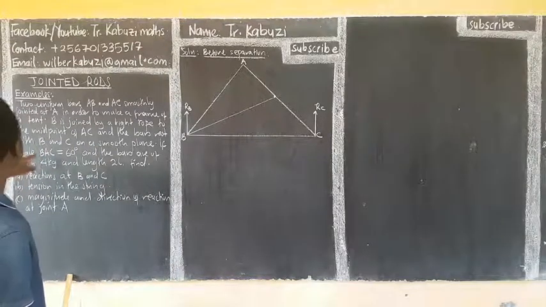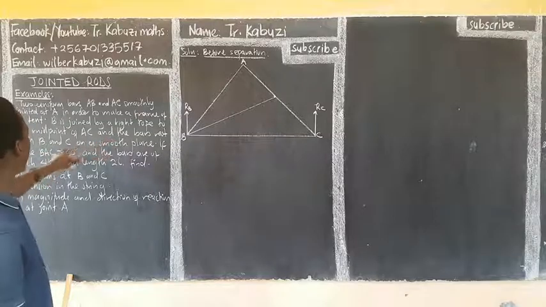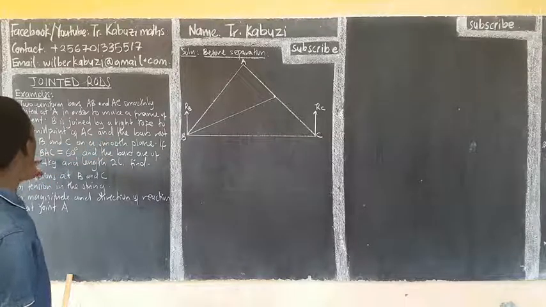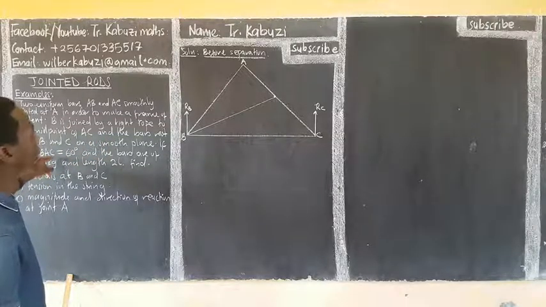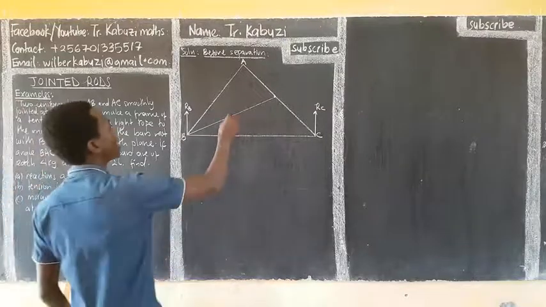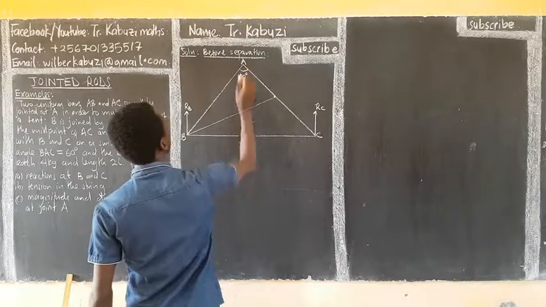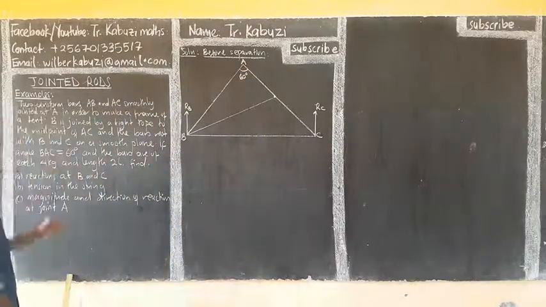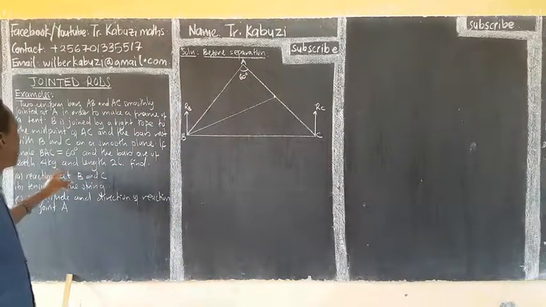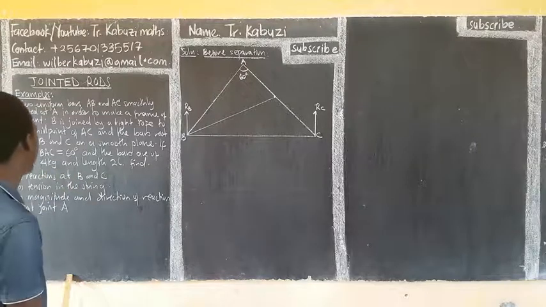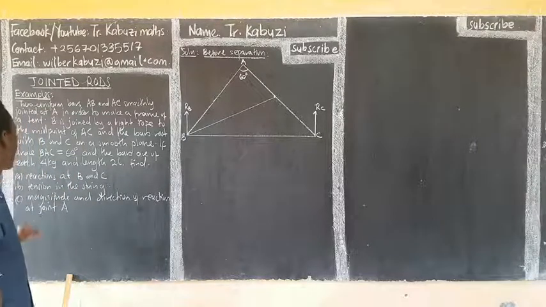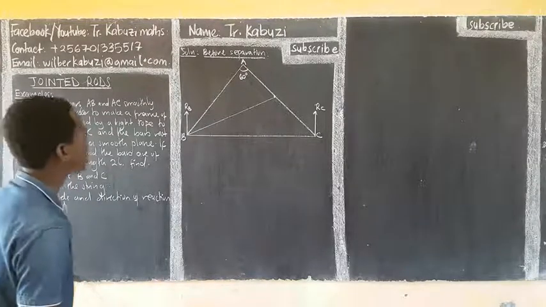They are telling us that AB and AC are on a smooth plane. If angle BAC, so they are giving us this angle here as 60 degrees, okay? And the bars are 4 kilograms and 2L in length. Find the reactions at B and C, and the tension in the spring.